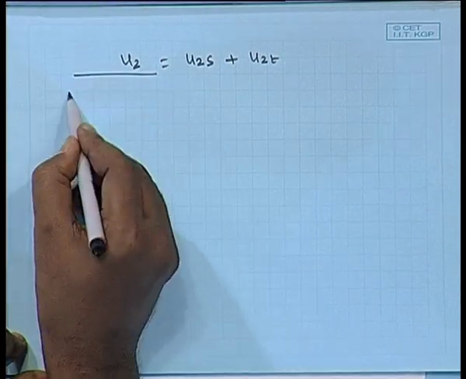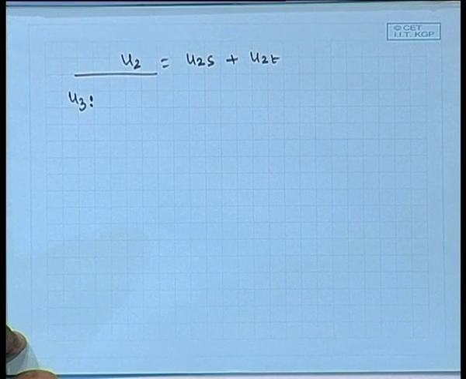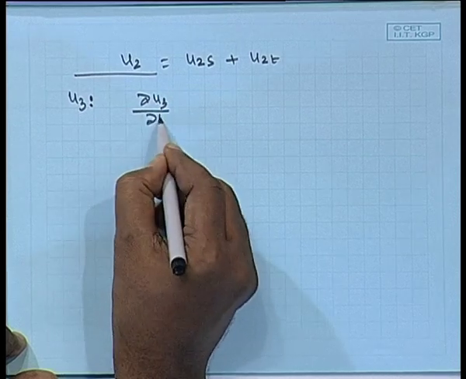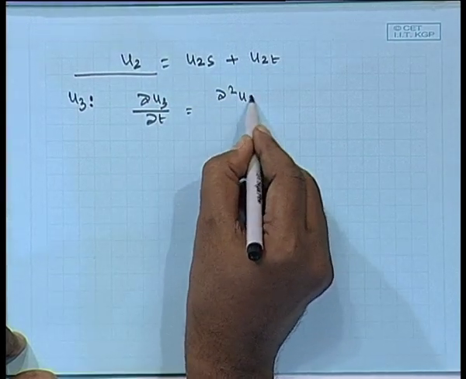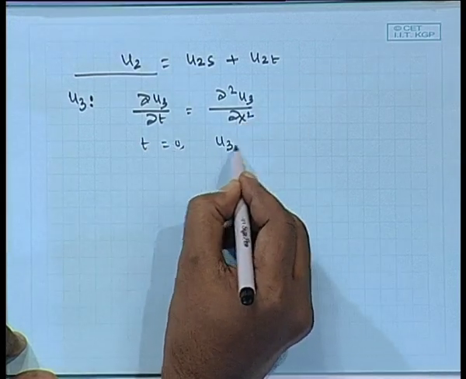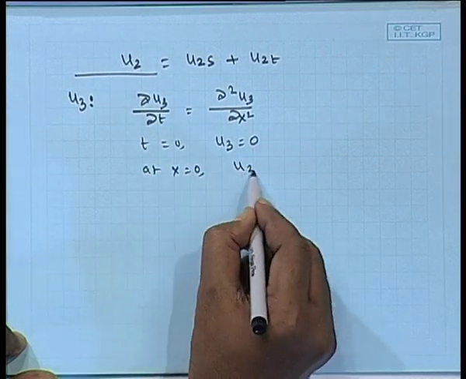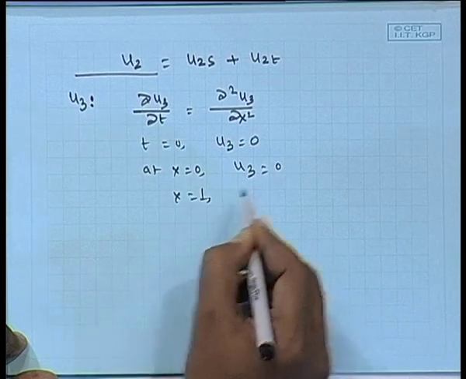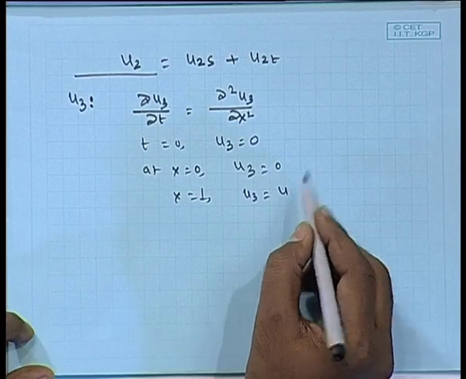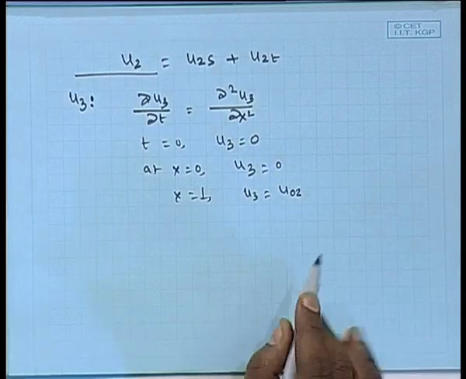Now, let us look into the third problem, u3. What is u3? u3 was del u3 del t is equal to del square u3 del x square. At t equal to 0, your u3 was equal to 0, at x equal to 0, u3 was 0, at x equal to 1, u3 was u02 probably, whatever it is, fine.